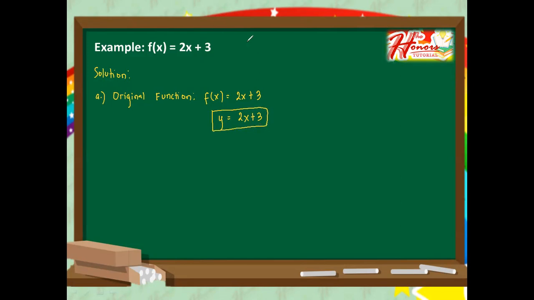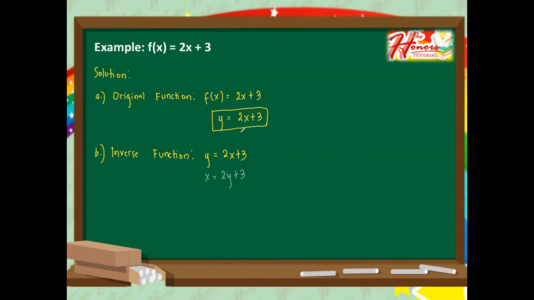But the problem here, since we are discussing about the inverse of a function, we have to change this into inverse function. So let's write here inverse function. For now, we will be copying the original function, which is y equals 2x plus 3. And then after that, we have to change the places of x and y. So it will become x equals 2y plus 3.